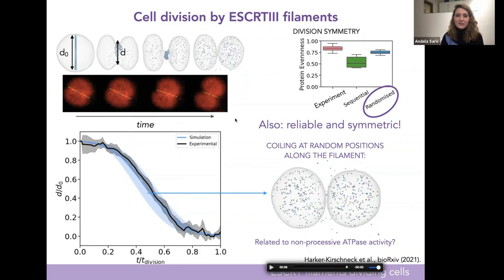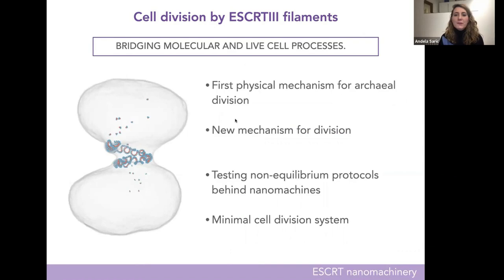division. So here I'll wrap up saying that we found the first physical mechanism for archaeal division by ESCRT-III filaments, which seems to be a new, in our minds, mechanism for the division, where you have this supercoiling of a filament that drives the cell to constrict. And then the very last step is caused by wrapping of a membrane around the individual coil before the membrane cuts.